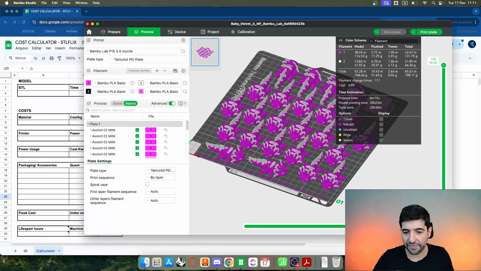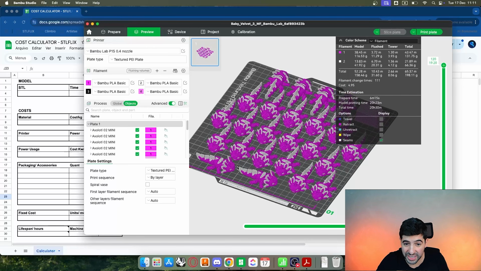All right, so we have here the baby axolotls. As you can see, I put a bunch of baby axolotls in here, 24 to be precise, and we are going to be using these numbers to calculate the cost. I'm using Bambu Studio, and it accounts for the total amount of filament right here, which is 198 grams, 0.11.